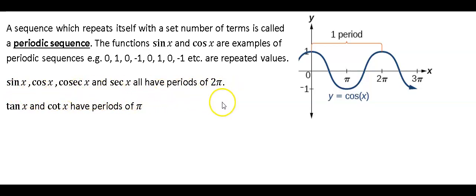Some of these graphs you may not have seen just yet, don't worry about them. And your tan graph and your cot graph, your tan graph has a period of pi, or 180 degrees. So every 180 degrees the tan graph repeats itself. So if they ask you about a periodic sequence, it's just how often does it repeat itself.